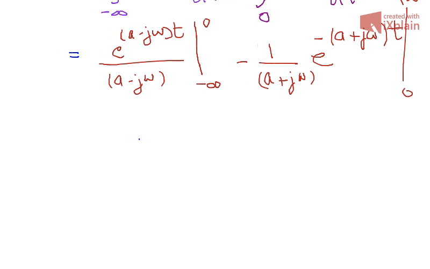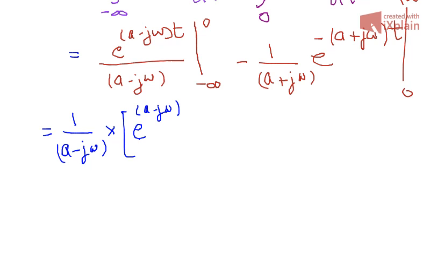Here we have 1 over a minus j omega multiplied with e raised to the power 0. Let me put these limits: the upper limit is 0, so I have to multiply it with 0. Subtract the lower limit. The lower limit is minus infinity, so if you put minus infinity here, it would be e raised to the power minus infinity.